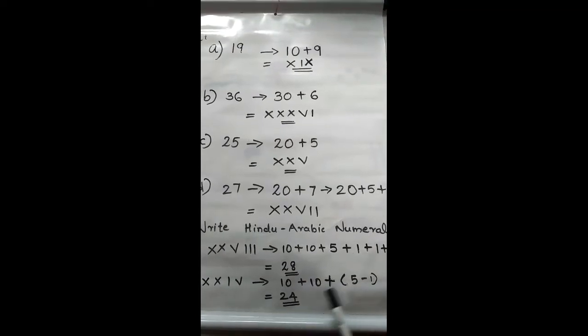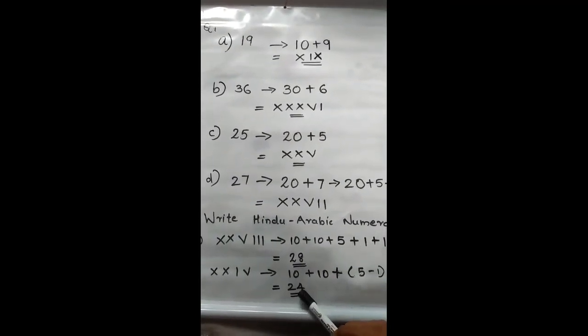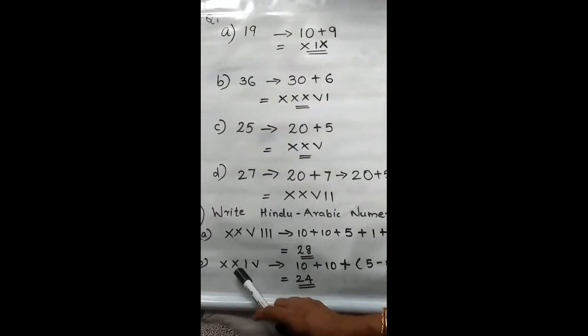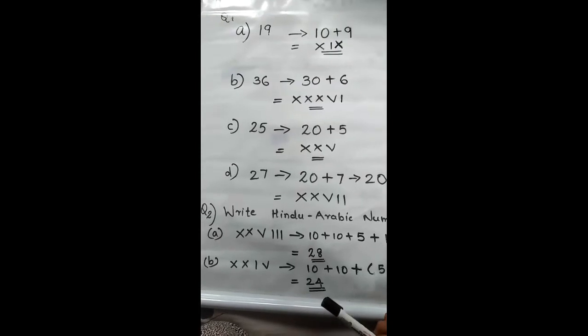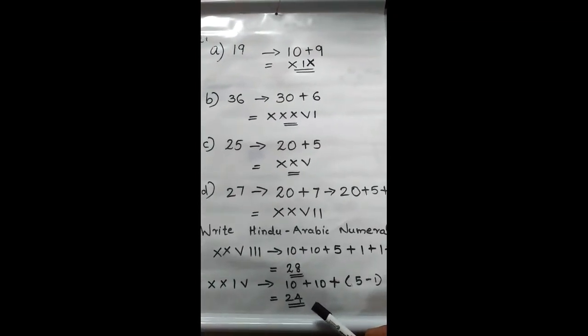Then next, 10, 10 here, then plus 10, right numerals we are adding, 10 plus. This 1 is left to 5, so it becomes plus 5 minus 1. That means it is 24: this is 4, this is 20, 20 plus 4, 24. So this is the way we should do the problems from this section. Okay.